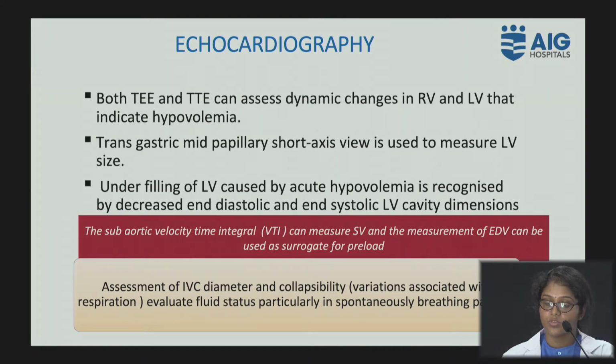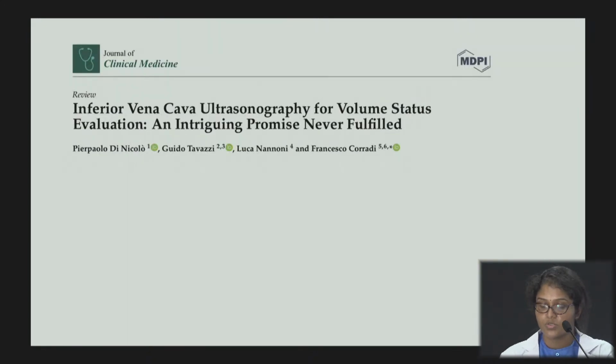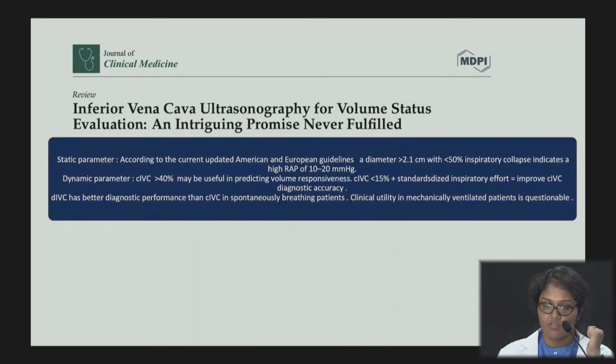This is mostly used in spontaneously breathing patients. The advantage is that it can be used in spontaneously breathing patients. So this is a recent study which is published in the Journal of Clinical Medicine, which evaluates the role of IVC sonography for volume status evaluation.